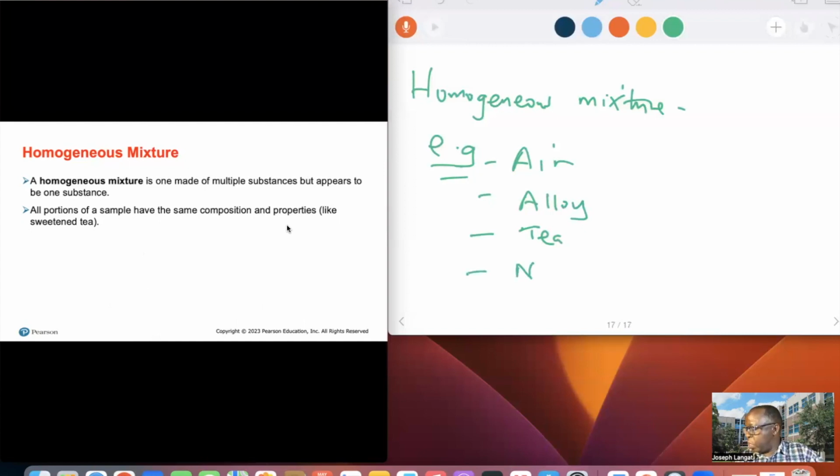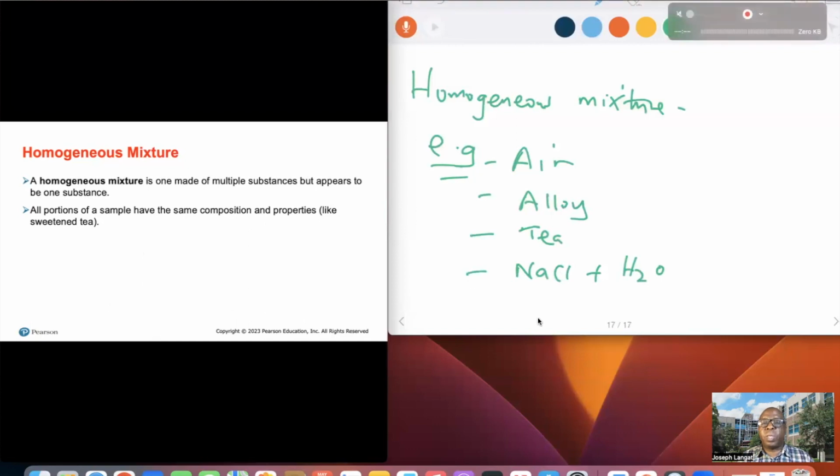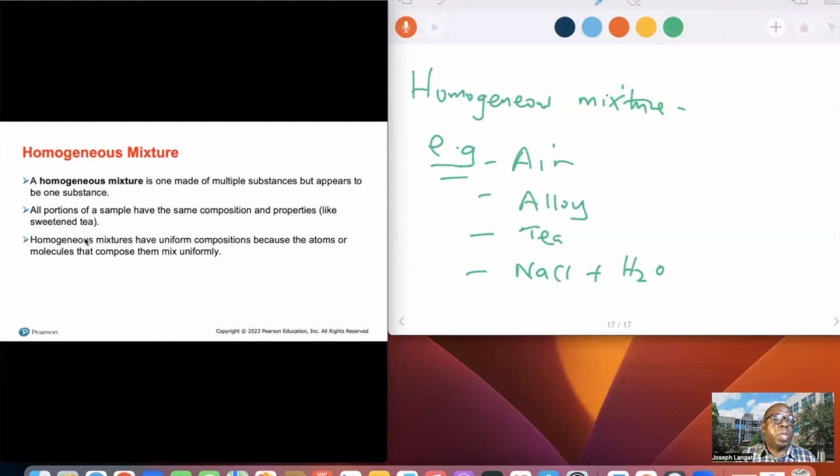Even sodium chloride plus H2O, assuming it's not super saturated, all right, to an extent that sodium chloride does not dissolve anymore, but sodium chloride in H2O will give you a homogeneous mixture.